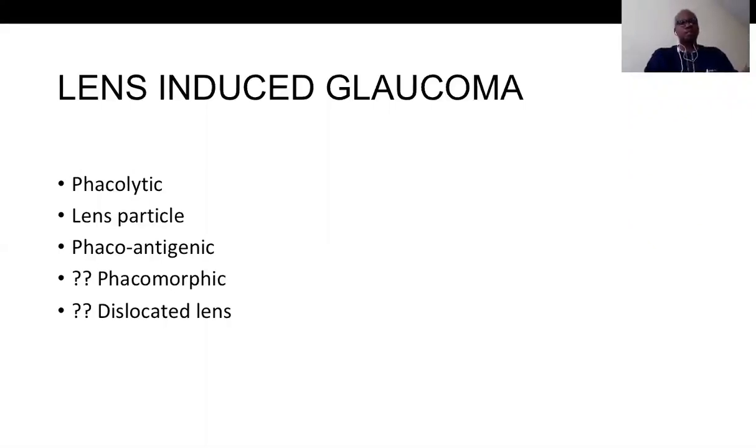For lens particle glaucoma, the lens capsule is not intact, either because cataract surgery has been done or following trauma. So the lens material finds its way into the anterior chamber angle and occludes the trabeculum. For lens particle glaucoma also, it is thought that they may get relief on IOP lowering drops, but where there is no relief, they may need AC washout.